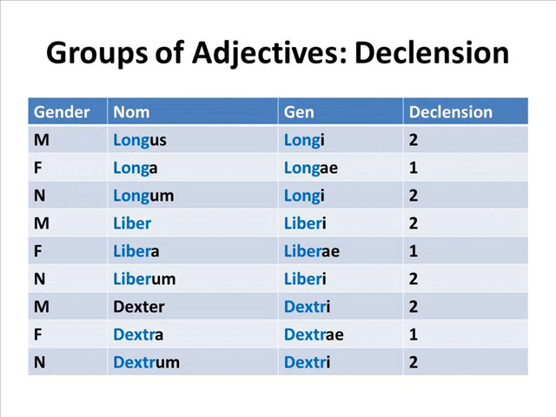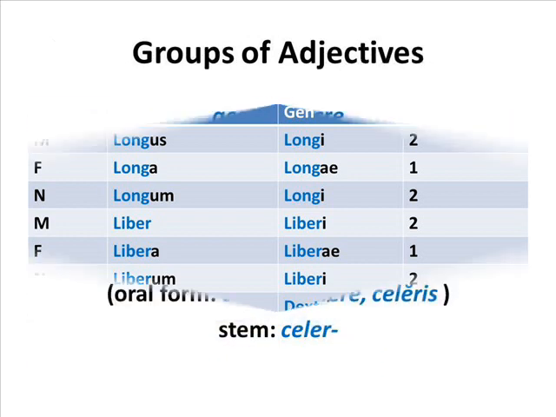The gender forms of the adjectives of this group follow the declension pattern of the nouns of the first and second declensions. Feminine forms are declined like the nouns of the first declension. Masculine and neutral forms are declined like the nouns of the second declension. The stem of these adjectives is determined like that of the nouns.